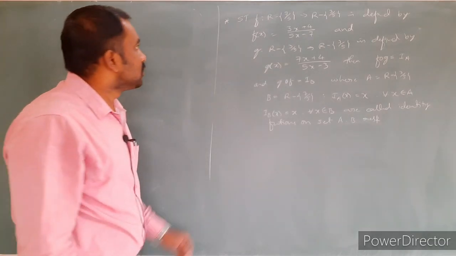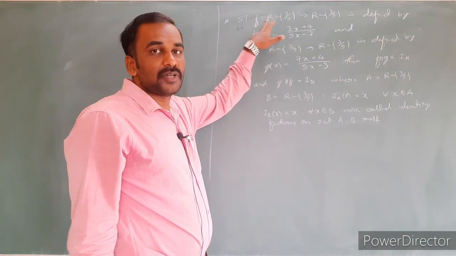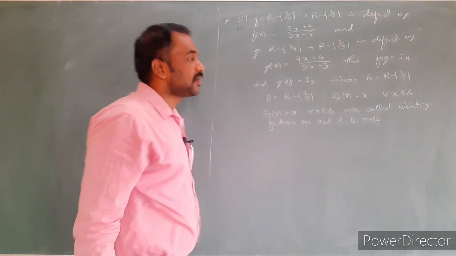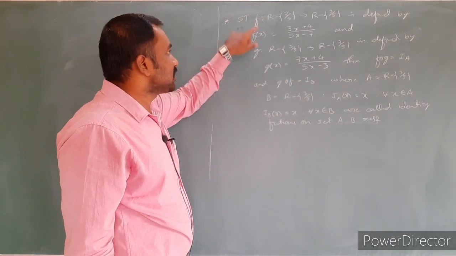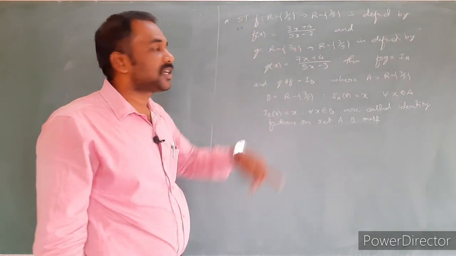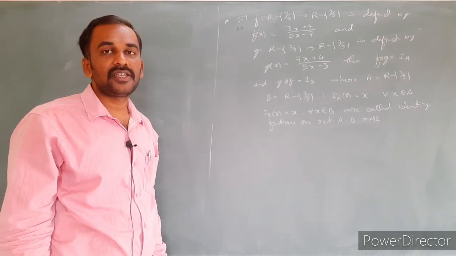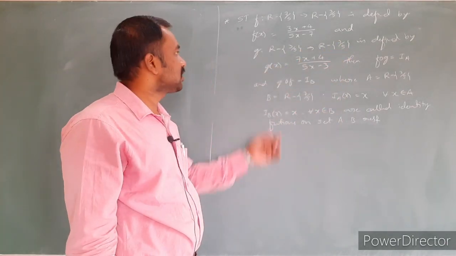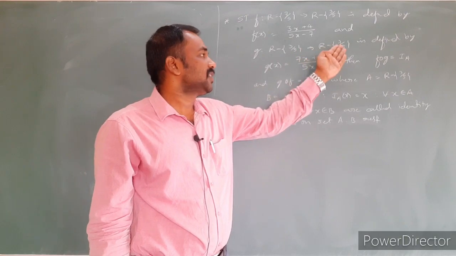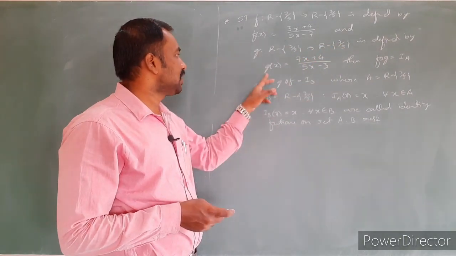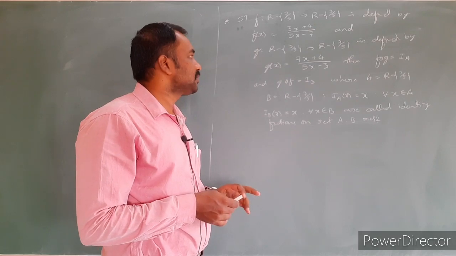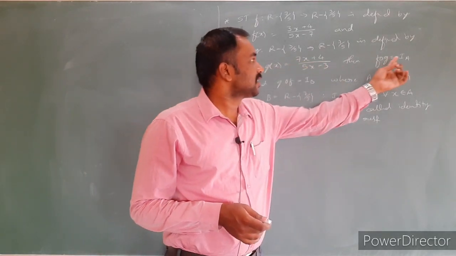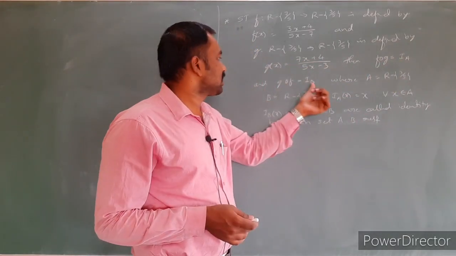What we need to show is that f is a function from R minus the singleton set {7/5} to R minus the singleton set {3/5}, defined by f(x) = (3x + 4)/(5x - 7), and another function g from R minus {3/5} to R minus {7/5}, defined by g(x) = (7x + 4)/(5x - 3). Then we need to show that f circle g is I_A and g circle f is I_B.